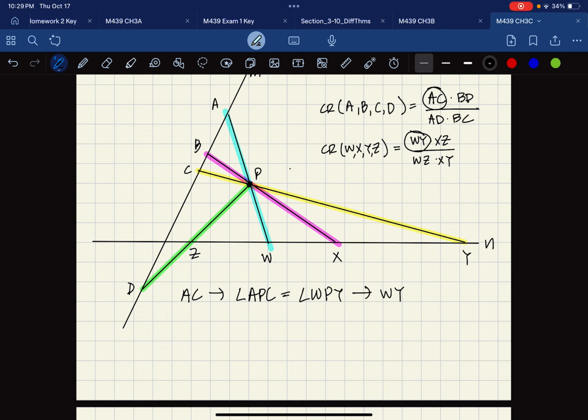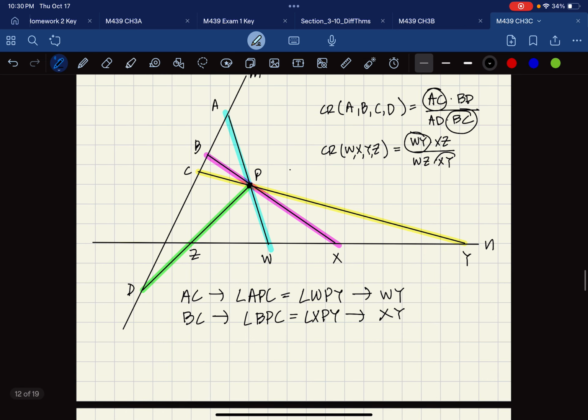It turns out it only works for another one here if I take BC. So again, BC is associated with angle BPC, which is equal to angle, let's see, BPC is pink and yellow, so it would be XPY. And that's XY, which is, of course, that piece right there. But things kind of go haywire when we look at the other two angles. So let's do in red BD first. If I look at BD, then BD is associated with this angle BPD.